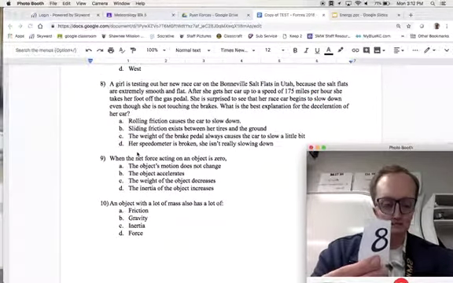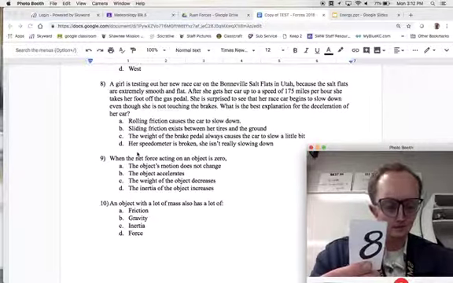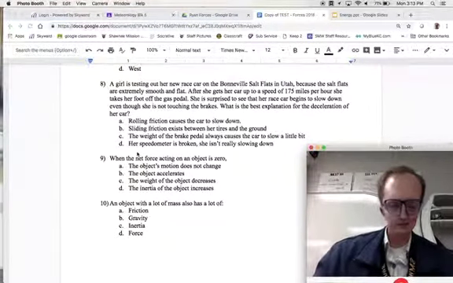Question number 8. Hey, is this one backwards? Can't tell because it's so symmetrical. I really like number 8 now.